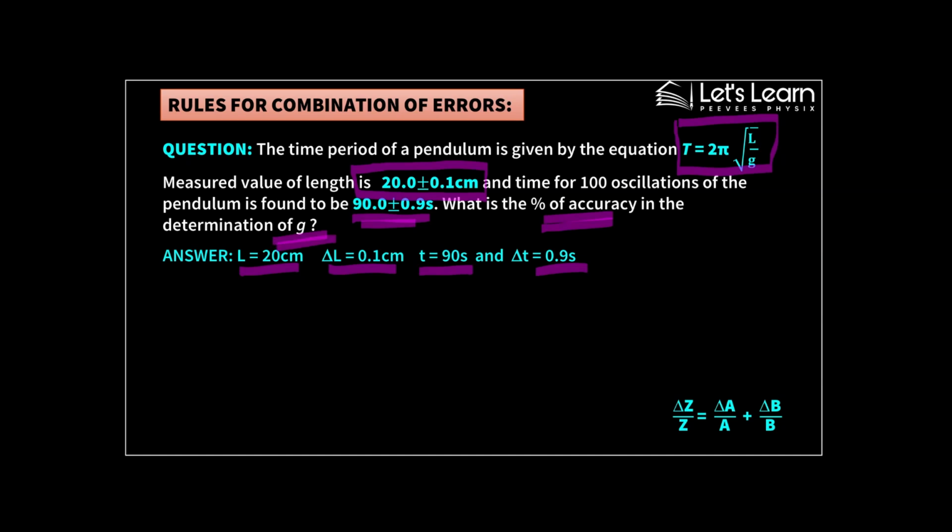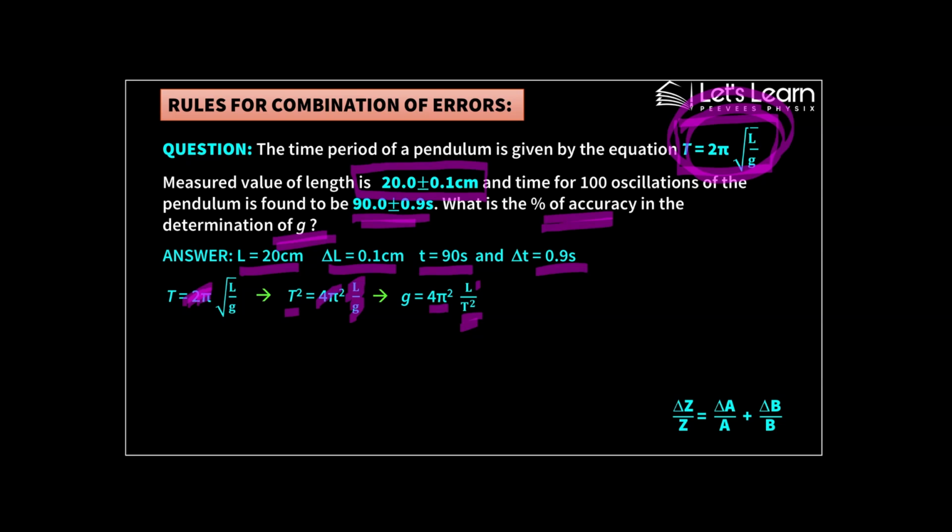So first thing, we have to rearrange this equation in terms of g. This is given. When you square both sides, it becomes t squared. 2 pi squared becomes 4 pi squared. Root disappears. It becomes L divided by g. Make g the subject. To make g the subject, swap the position between g and t squared. It gives you g equals 4 pi squared remains there, L also remains there, t squared goes to the denominator.